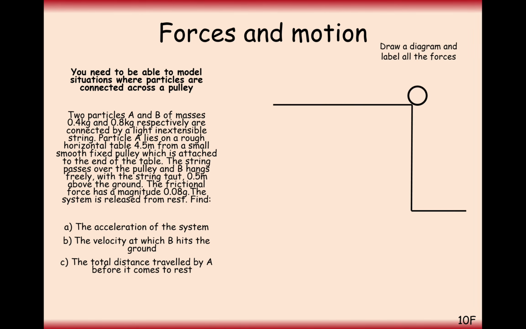So what does the diagram look like? Well, we're going to have a table. The pulley's on the end of the table. We have particle A attached to it, particle B hanging freely. B is 0.5 meters above the ground. A has a weight of 0.4g and an R force that's acting upwards. It has a friction of 0.08g going to the left, because we assume that it's travelling to the right.